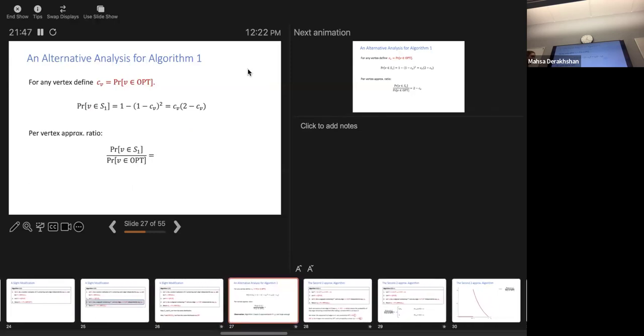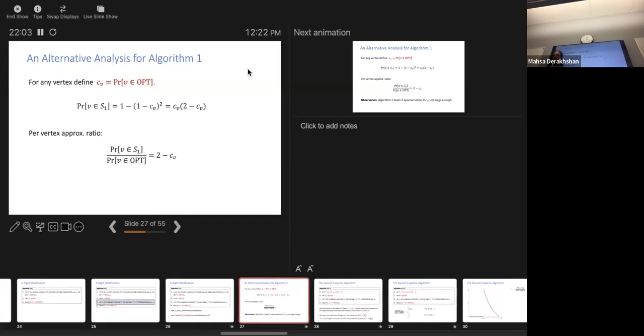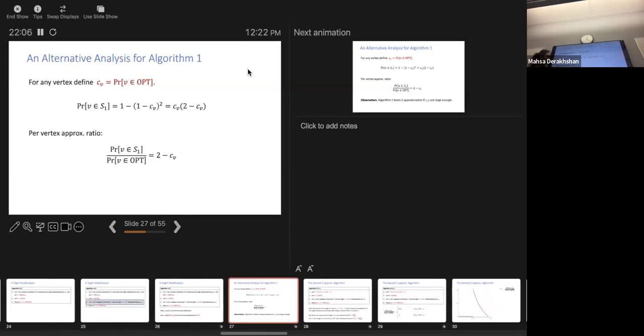Okay. So now let's define a per vertex approximation ratio, which would be the probability that the vertex is outputted by the algorithm over the probability that it is in the optimal solution. It's going to be 2 minus C_v, right? Because the probability of v being in the optimal solution is exactly C_v. Cancel that. So this is a clear proof that the algorithm is a 2 approximation, per vertex kind of, right?